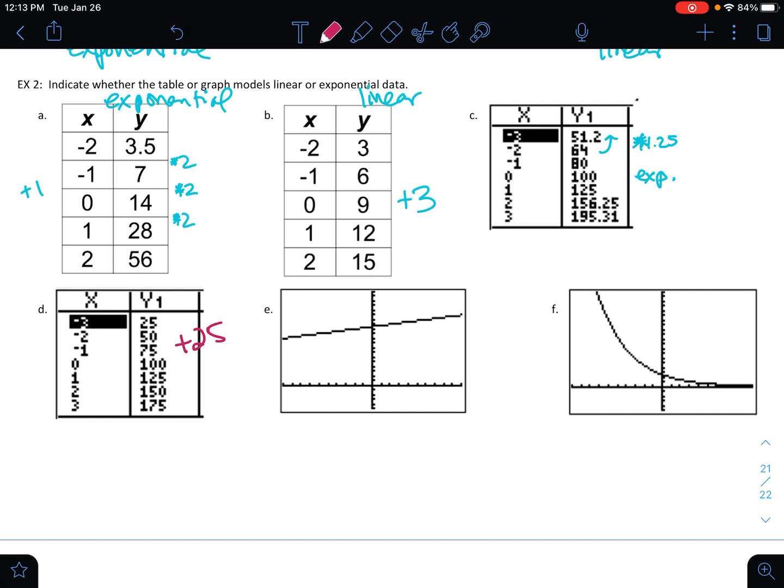Okay, let's see, 25, 50, 75. All right, we are going up by adding 25. This is a linear. Letter E is a straight line, linear. F is a curve. This is your exponential.